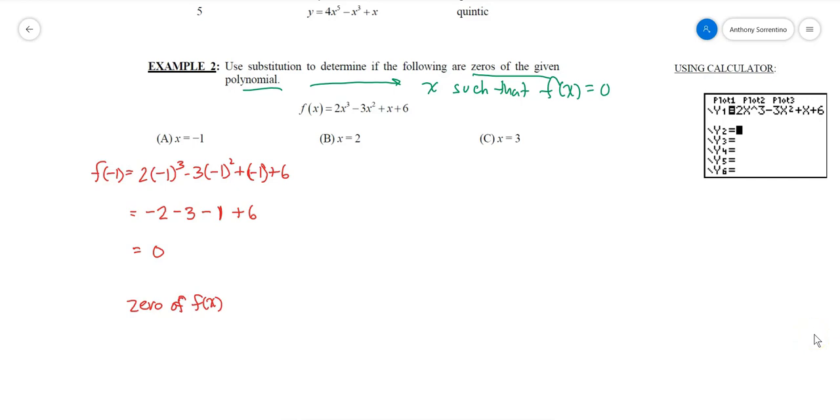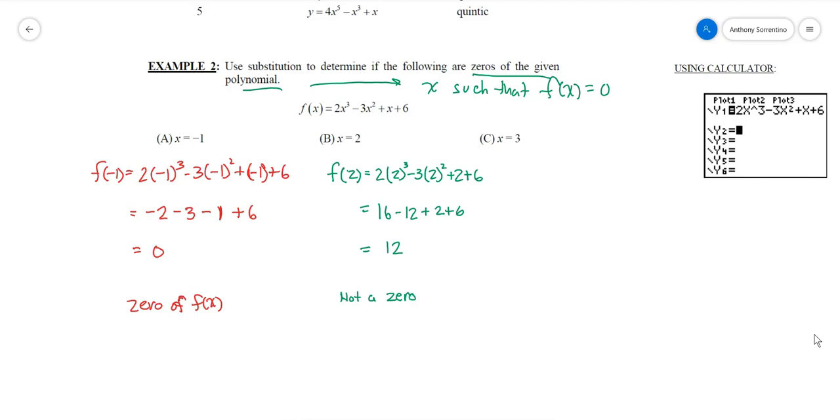When I go to the second one, f of 2, I did my substitutions first. I'm now going to start working these out. 2 to the third power is 8, times 2 is 16. 2 squared is 4, times 3 is 12, and I'm subtracting that 12. Plus 2, plus 6. 16 minus 12 is 4, plus 2 is 6, plus 6 is 12. That's not equal to 0, so this is not a zero of the polynomial.